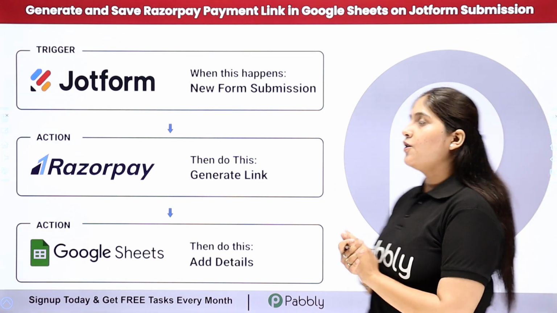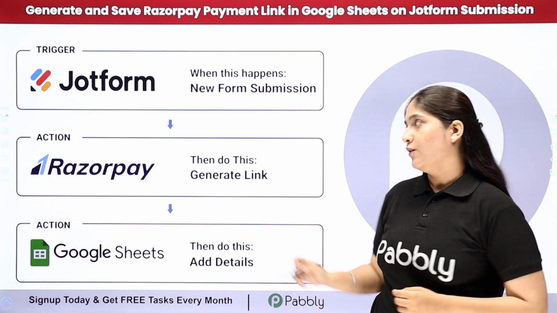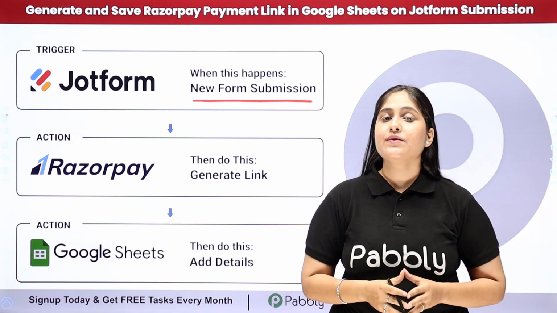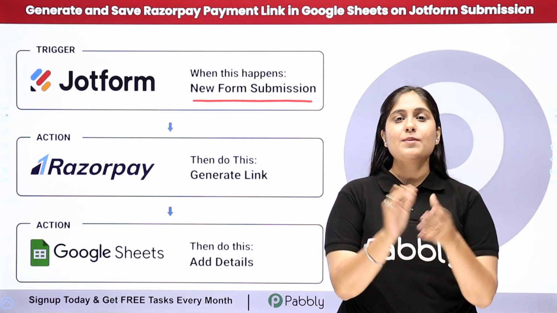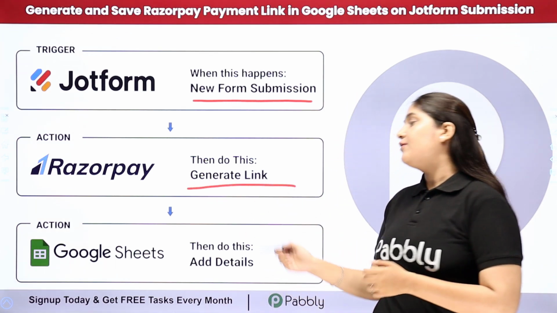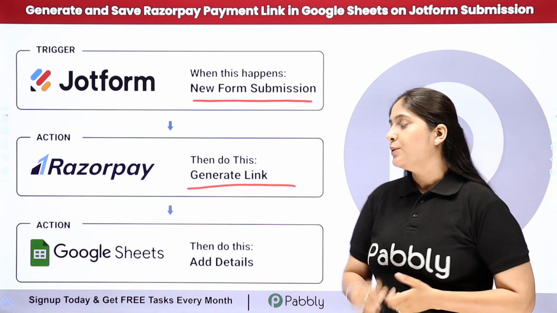in Google Sheets on Jotform submission. So here I'm going to receive the new registrations through a Jotform that I've already created, and here my objective is that whenever I receive a new form submission, then automatically using the details, Razorpay should create a payment link, and after generating the link, automatically that should be saved as a new row in my Google Sheets.